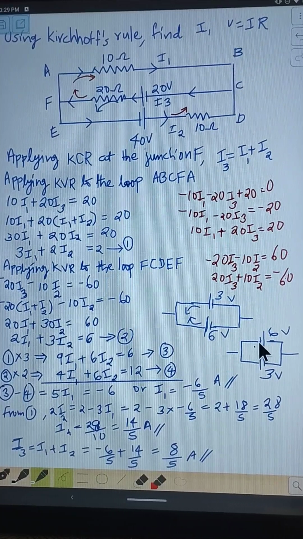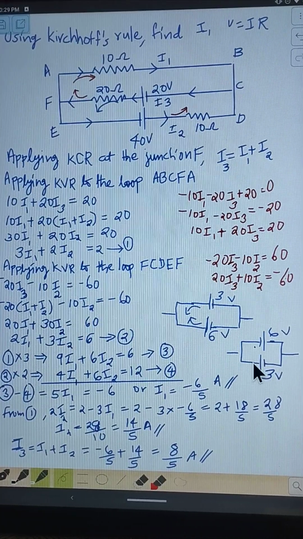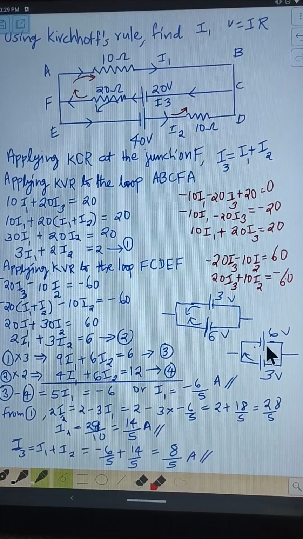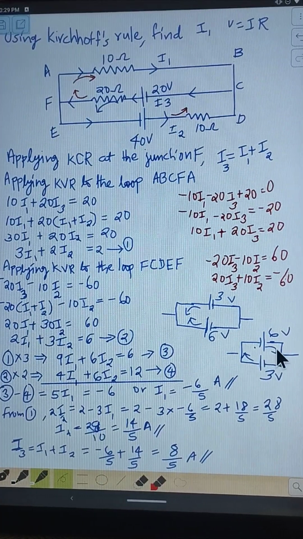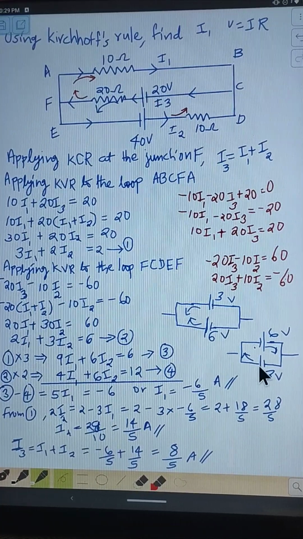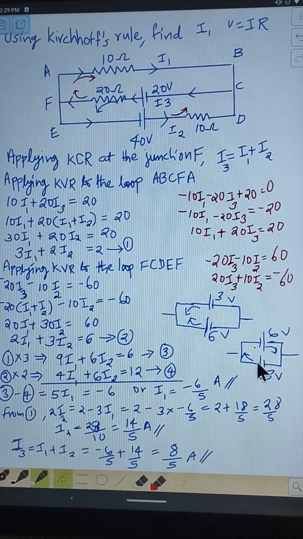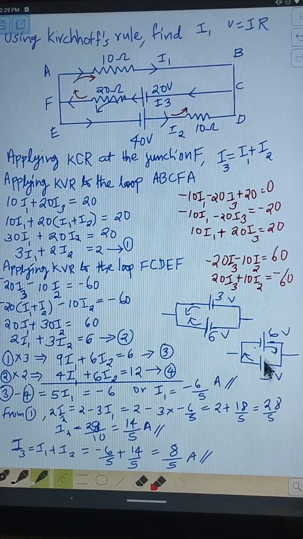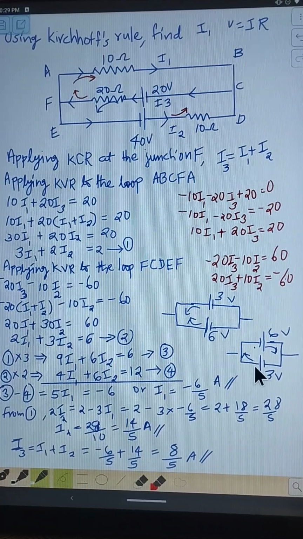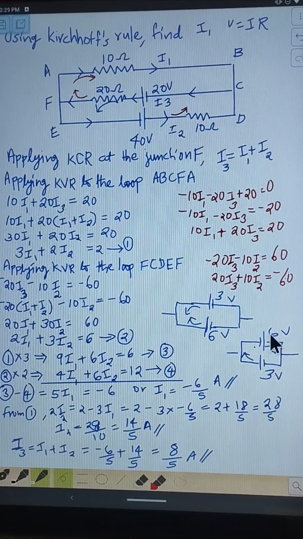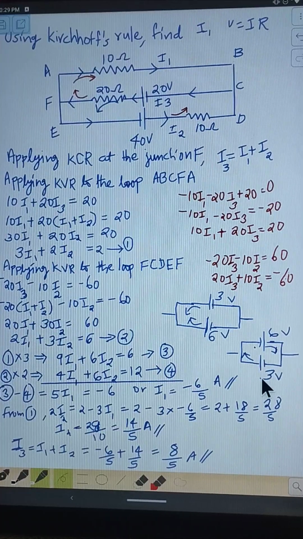Now if the cells are connected in this way, we know this cell is sending current in this direction, clockwise, and the 6 volt cell is also sending current in this direction, means the negative terminal is connected to the positive of the other. So in this way they are aiding each other, and both are sending current in the same direction. So both the EMFs should be given the same sign, and if we are preferring clockwise direction, both EMFs can be taken as positive. So in this case net EMF will be 6 plus 3, 9.